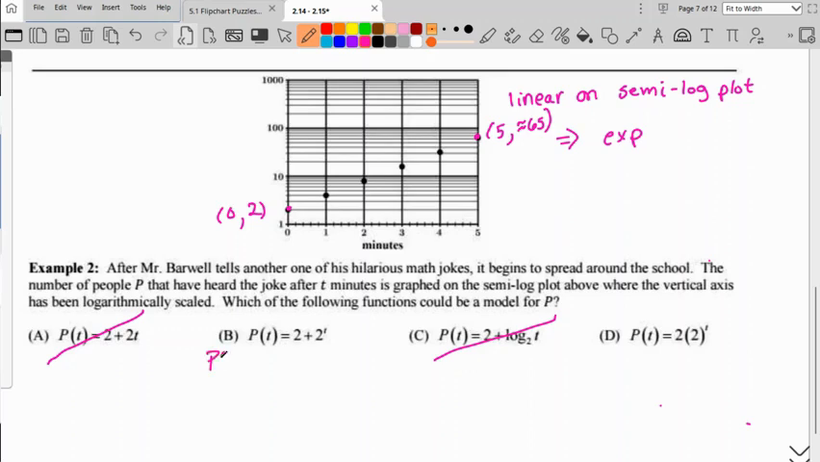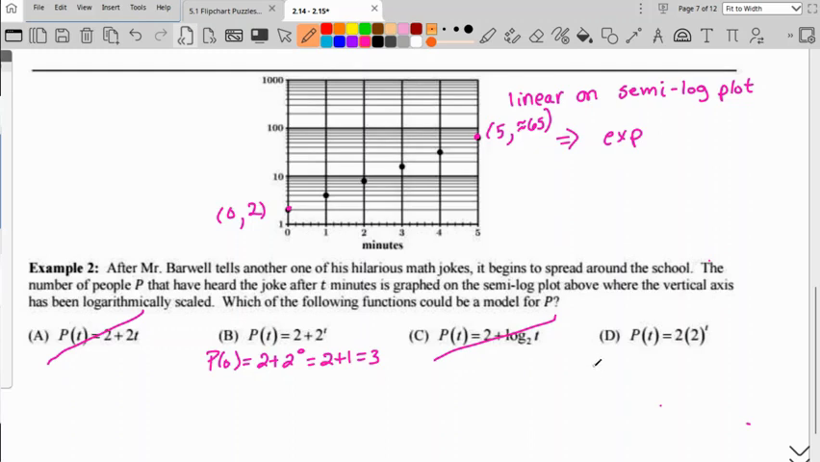So if I check P of 0, that gives me 2 plus 2 to the 0, okay? And 2 to the 0 is 1, so that's just 2 plus 1, which is 3. Is 3 pretty close to 2? Yeah, it's pretty close. And remember, models don't exactly predict. And 3 is pretty close. So I'm like, maybe.